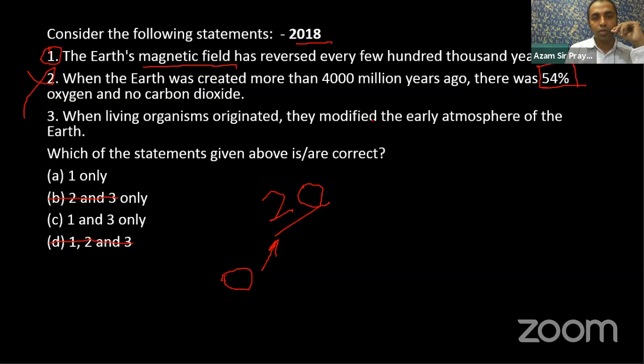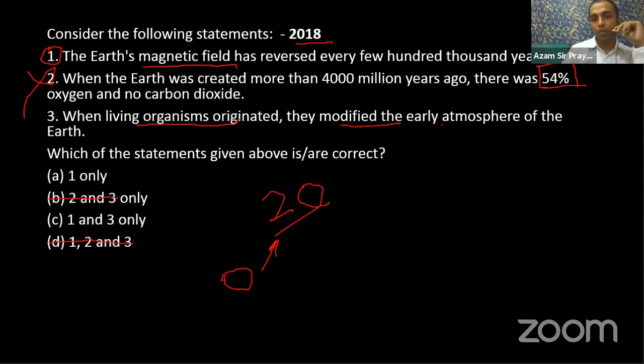When living organisms originated, they modified the early atmosphere of the earth. Yes, I hope you had focused on this statement of mine, that the living organisms, that is plants, human beings, they all are responsible for modification of the atmosphere. Modification ka matlab kya hota hai? Either increasing or decreasing the concentration of particular gases in the atmosphere. So pehle oxygen kam tha, ab oxygen badh gaya hai. Pehle carbon dioxide zyada tha, ab carbon dioxide kam.